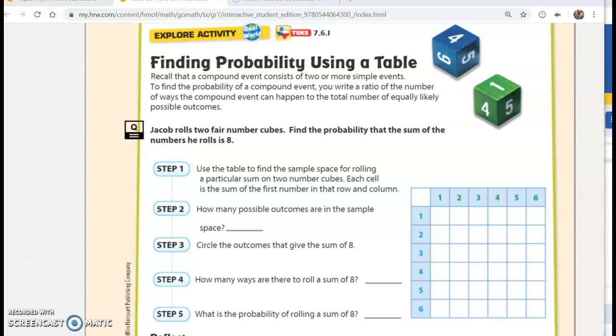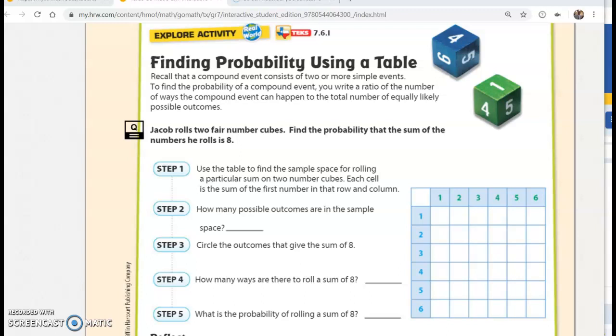All right, everybody. In this video, we are working to find the probability. In this case, we're going to be using a table. We did something very similar in class. There's a little bit of a variation from the activity that we did in class, but I'm going to show you how you would use a table and how you would use multiplication to actually accomplish the exact same thing.